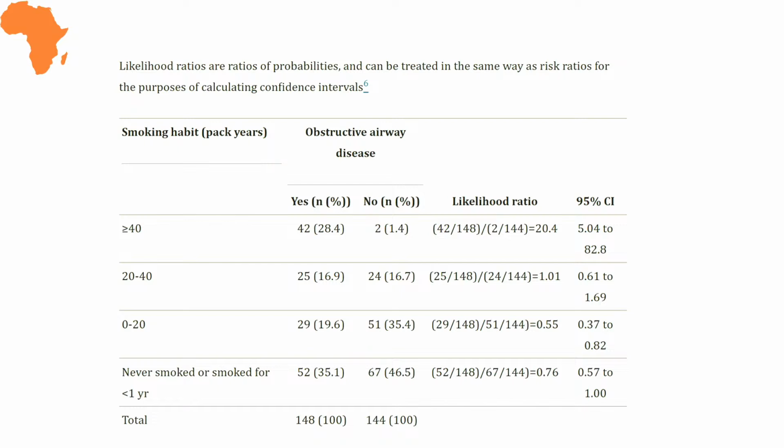So these are the likelihood ratios, and because they are very similar to risk ratios, we can calculate confidence intervals, and that is what you're finding here. That's clear enough for how you can use it to evaluate a test.